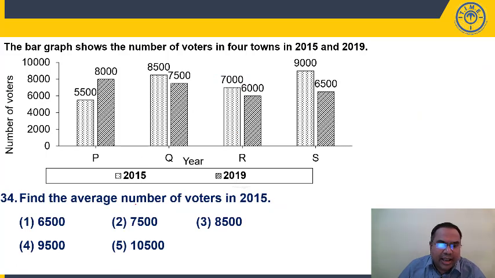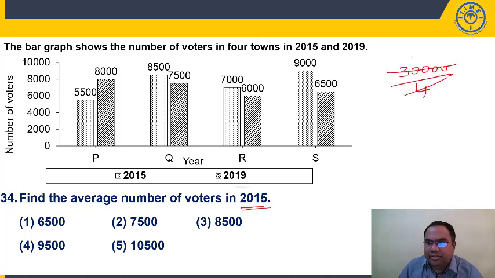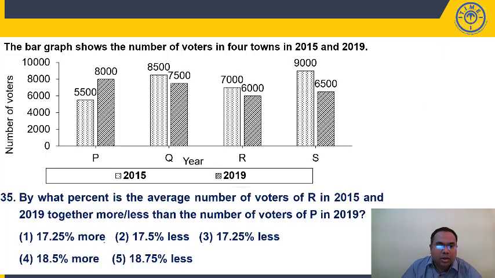Question number 34. Average number of voters in 2015. For 2015, we know there are 30,000 voters. Average means divide by 4 towns. So it is 7,500. 7,500 is present in option 2.